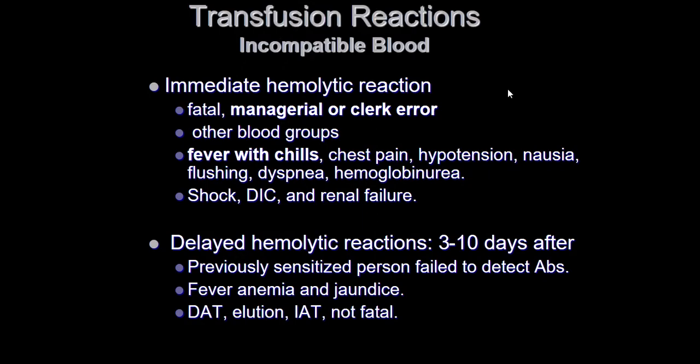So in summary, then, the blood transfusion reactions could be either immediate or delayed. The immediate ones usually occur within minutes, maximum an hour or two, and the immediate hemolytic reactions are usually fatal if proper action is not taken. And this is the one that is usually related to managerial or clerical error.